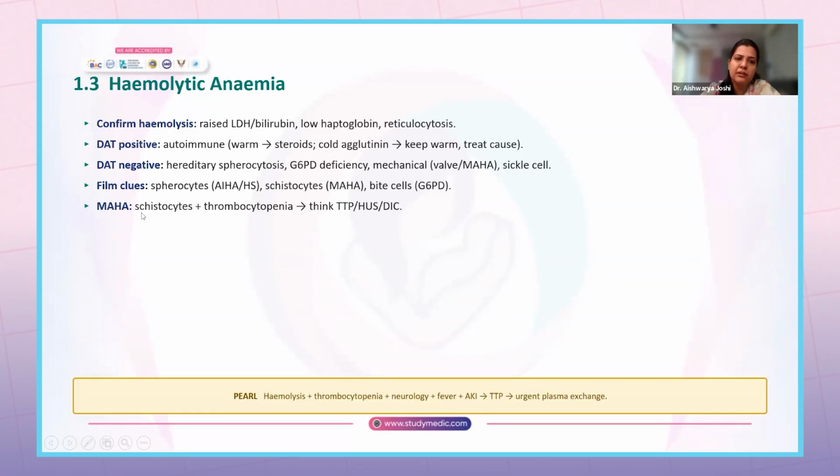Microangiopathic hemolytic anemia is identified with the presence of schistocytes and thrombocytopenia, because it is not only damaging the RBCs, it is damaging the platelets also because of passing through the micro blood vessels. And in this situation, you think of TTP, that is thrombotic thrombocytopenic purpura, hemolytic uremic syndrome, and disseminated intravascular coagulation. These are the three things that you think of when there is microangiopathic hemolytic anemia with schistocytes and thrombocytopenia in the clinical scenario. I hope I am clear.